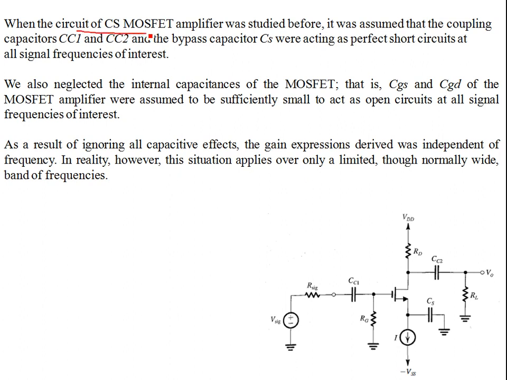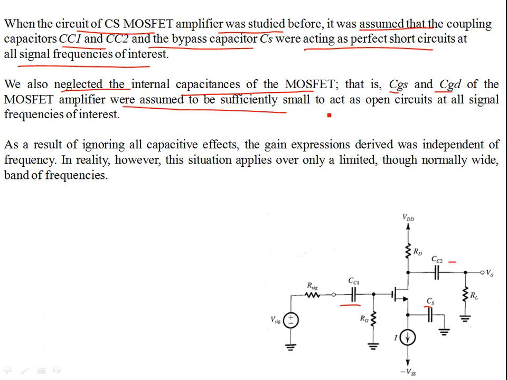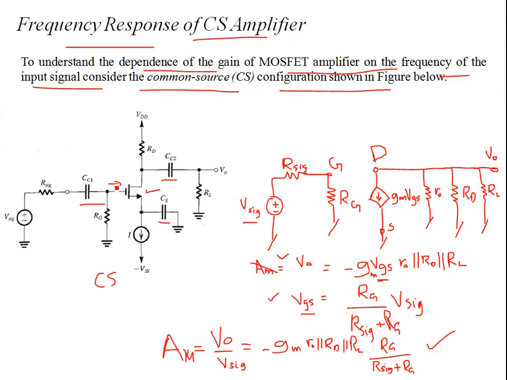When the circuit of the common source MOSFET amplifier was studied before, it was assumed that the coupling capacitors CC1, CC2, and the bypass capacitor CS were acting as perfect short circuits at all signal frequencies of interest. We also neglected the internal capacitances of the MOSFET, that is the capacitances between the gate and the source and drain terminals. So CGS and CGD are assumed to be sufficiently small to act as open circuits at all signal frequencies of interest. As a result of ignoring all the capacitive effects, the gain expression derived was independent of frequency. In reality, however, this situation applies only over a limited, though normally wide, band of frequencies. Usually the bandwidth is large, so the midband gain holds for a very large bandwidth of operation of the amplifier.